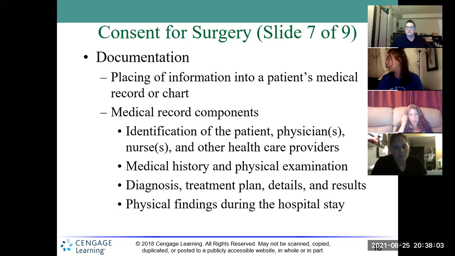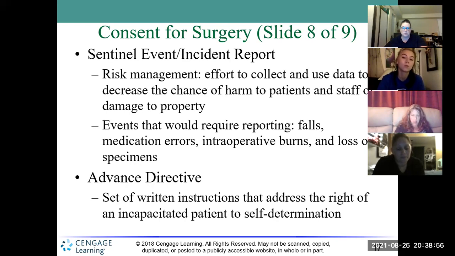It consists of, first, the identification of the patient, the physician, nurses, and other healthcare providers. It'll have their medical history in there. It'll have a record of the initial physical exam. It'll have all the diagnostic results in there, whether that be labs or imaging reports, and anything else that might have been performed. Treatment plan. Everyone that has seen them while they're in the facility is going to be in the chart, the details and the results. So all the findings during the hospital stay will be in that chart.